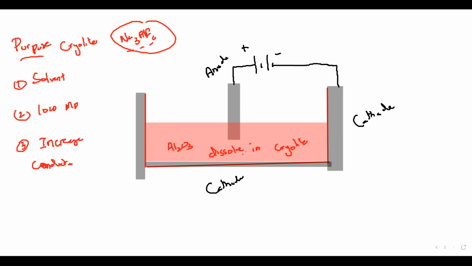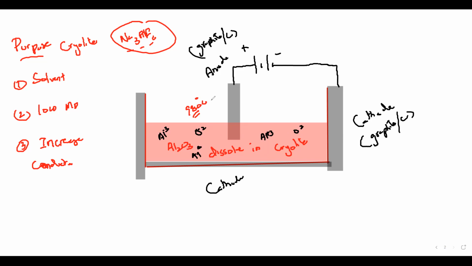Now what happens? The temperature of this mixture is around 980 degrees centigrade. The anode and cathode are both made up of graphite, or we can say carbon. Now when we pass the current, the mixture contains aluminum ions and oxide ions. Other ions are also there, but these are the main ions which are present.